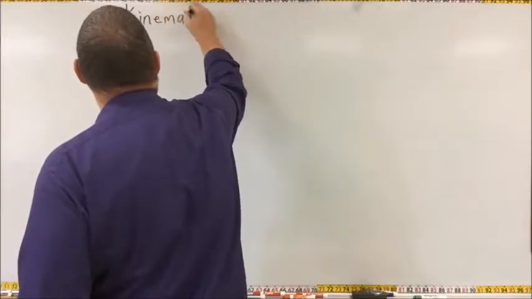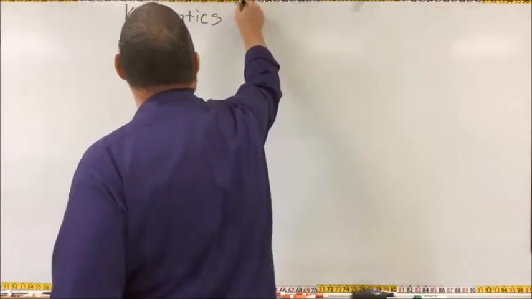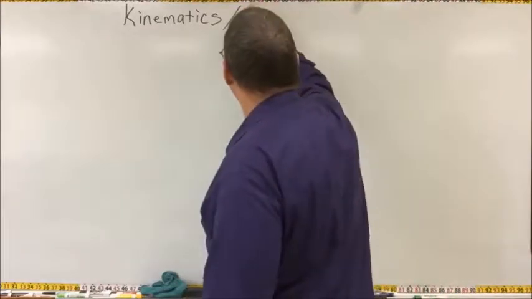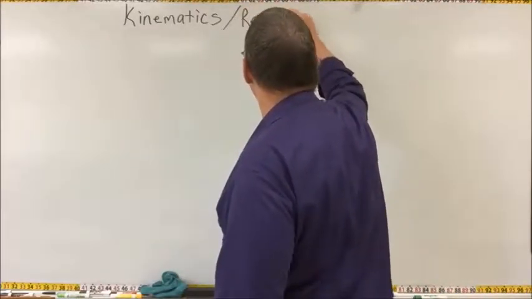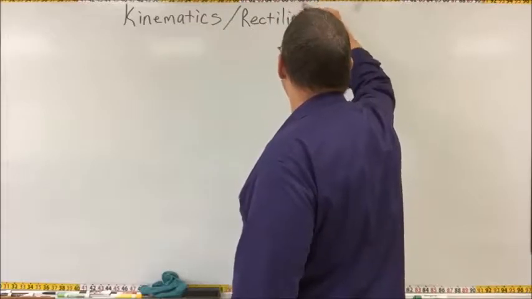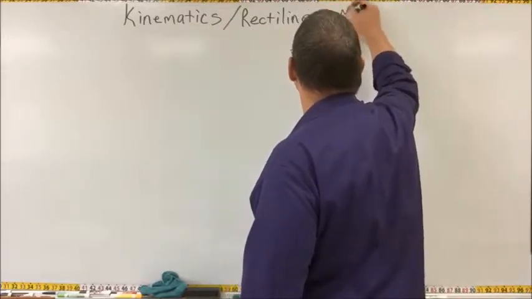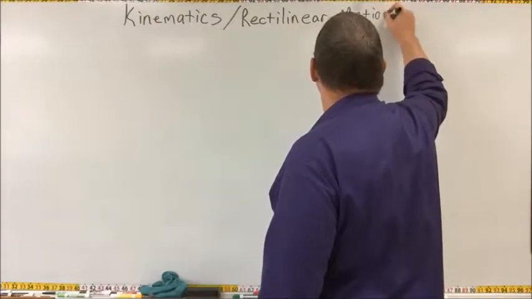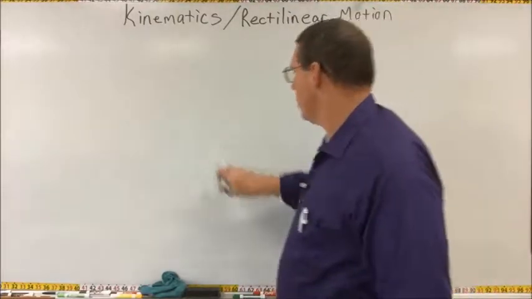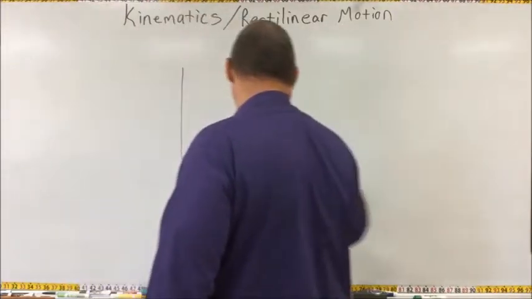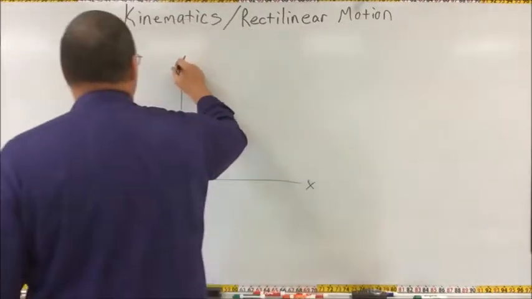What we're going to learn about is called kinematics in some fields, which is the motion of an object, or in calculus, we're going to call it rectilinear motion. And so here's what's going to happen. Let's say that we have an x and a y axis. Here's the x-axis, and here's the y-axis.